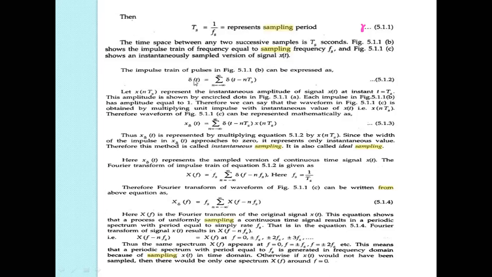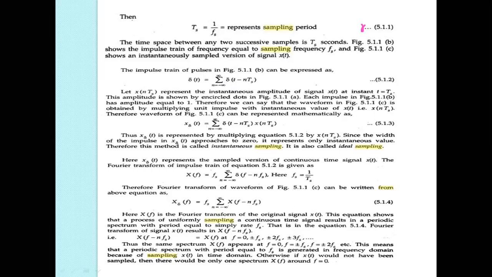Now, what is the delta of t? The impulse train of pulses. Delta of t is equal to the sum over n from minus infinity to infinity of delta of t minus n Ts. Where n is equal to 0, the value is delta of t at t equal to 0. When n is equal to 1, the signal is delta of t minus 1 into Ts, the version shifted one sample towards the right side by Ts, and so on.